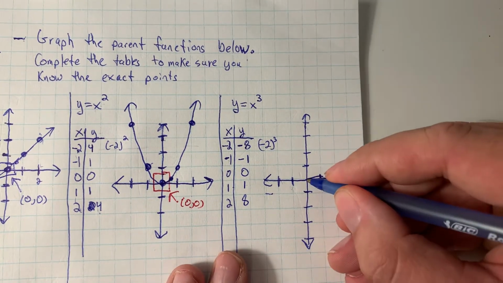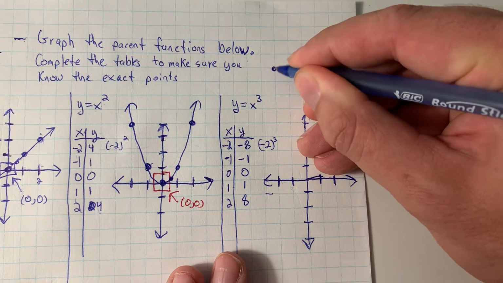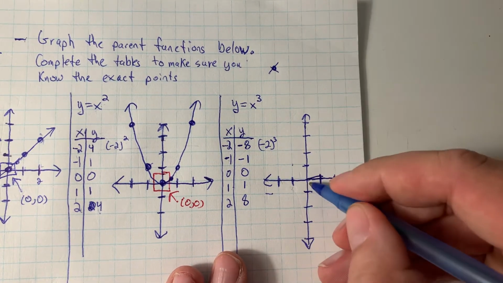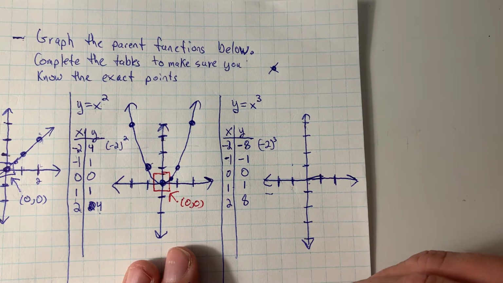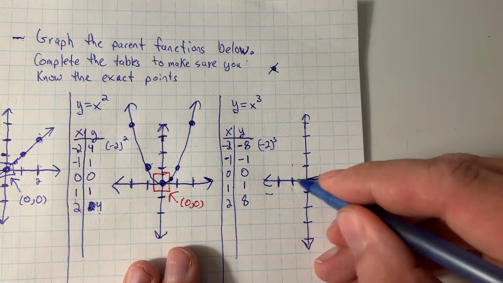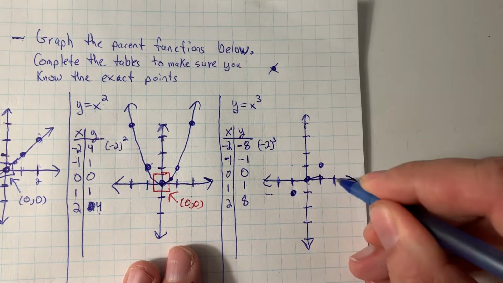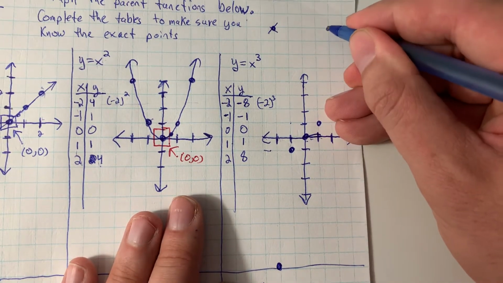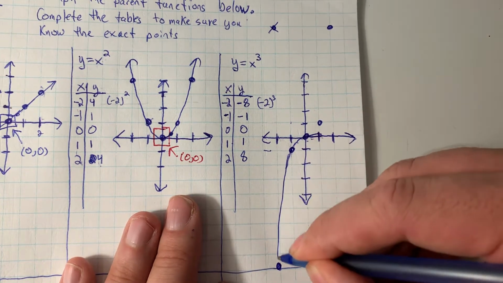So these points on the graph are -2, 8. Well, that's way up there. Oh, sorry, that's wrong. -2, -8. That's way down here. -1, -1. 0, 0. 1, 1. And 2, 8. And it makes this graph that looks like this.